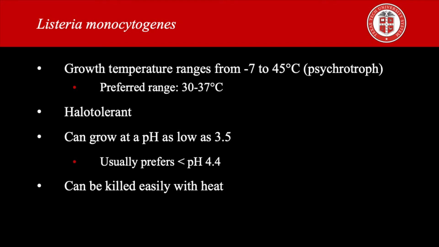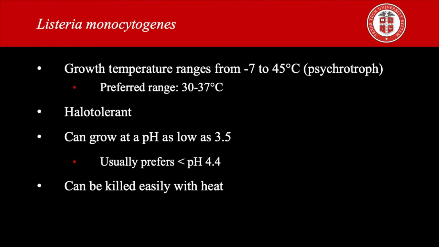In this lab, we are specifically concerned with Listeria monocytogenes as it is the only strain of Listeria that we consider pathogenic to humans. It can grow in a wide variety of temperatures, all the way from -7 degrees Celsius to 45 degrees Celsius. Its preferred temperature range is 30 to 37 degrees Celsius, making it a psychotroph. It is also halotolerant, meaning that it can grow in higher salt concentrations than many other bacteria. It can also grow at a pH as low as 3.5 in certain cases.